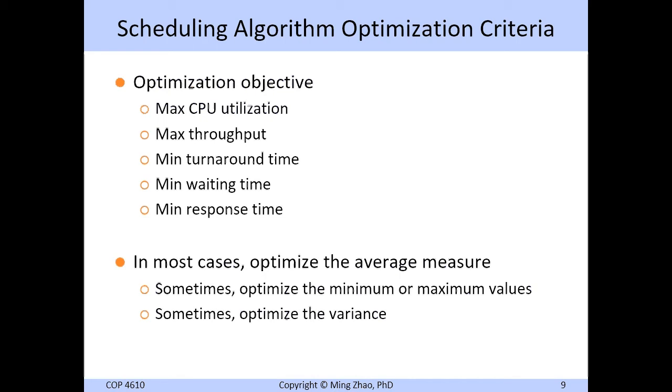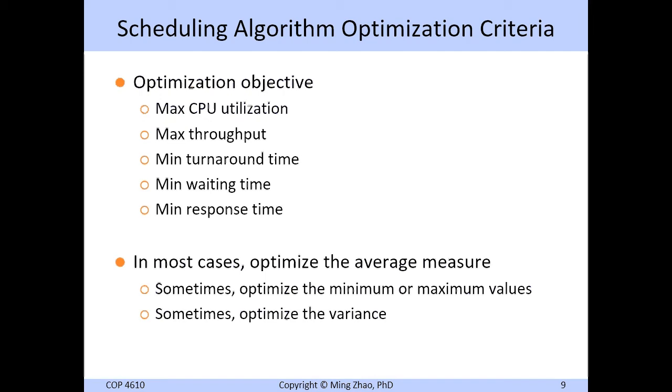For example, we want to optimize the average waiting time. If you have a bunch of processes, every process will spend a certain amount of time waiting in the ready queue, and we want to minimize the average waiting time, or minimize the average turnaround time. That's the typical case. Sometimes we want to minimize the maximum waiting time. That would also be possible, but just not as typical as optimizing the average measure.